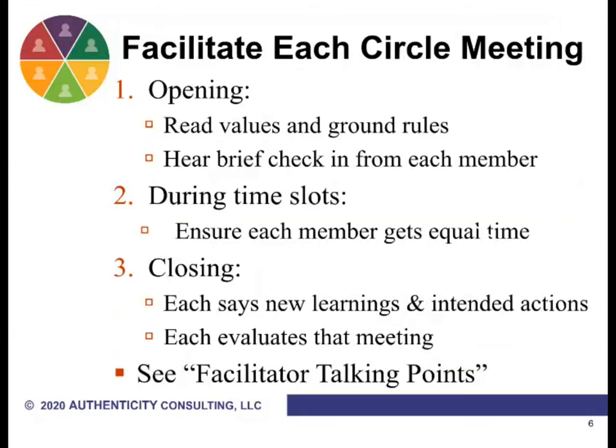And thirdly, you facilitate each circle meeting. There are 3 parts to a circle meeting that you guide the members through. The first is the opening. You read values and ground rules and you hear a brief check-in from each member. Then the heart of the meeting is when each group member gets equal time to get help on something he or she brought to the meeting. Largely, the facilitator's job is just to make sure everybody gets equal time. And then there's a closing, about 5, 6, 7, 8 minutes, where each member says whatever new learning and intended actions came from the meeting, and each evaluates the meeting.